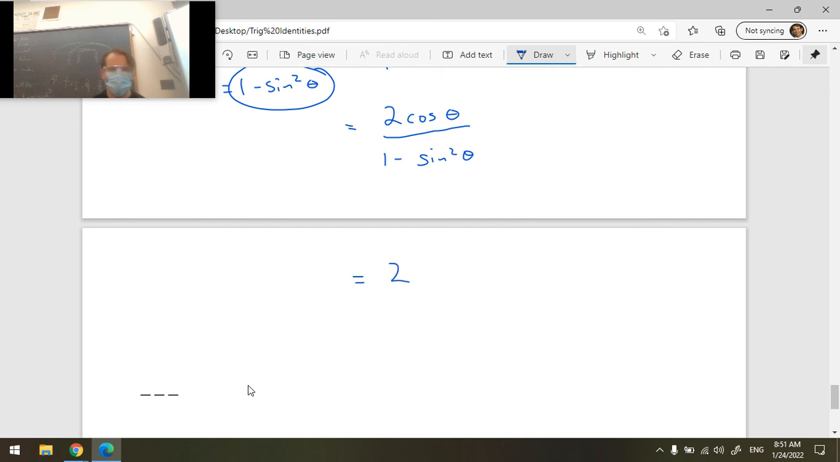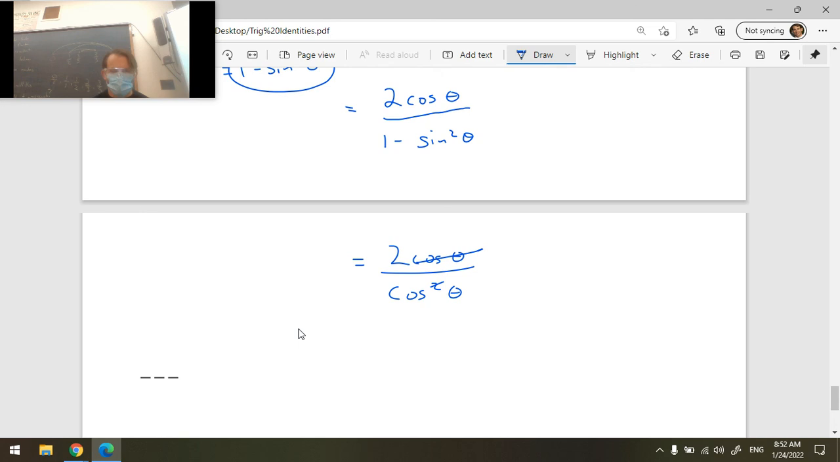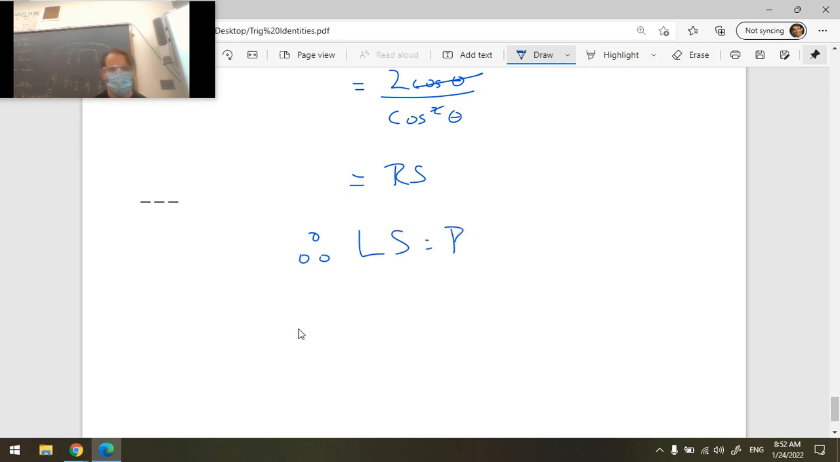So this is equal to 2 times cosine theta over cosine squared theta. Cosine squared theta on the bottom cancels the cosine theta on the top. So this cancels that, and I have 2 over cosine theta. Over here, 2 over cosine theta was the right side. Therefore, the left side is equal to the right side. We are done. Didn't need that much extra paper. So therefore, there it is done.